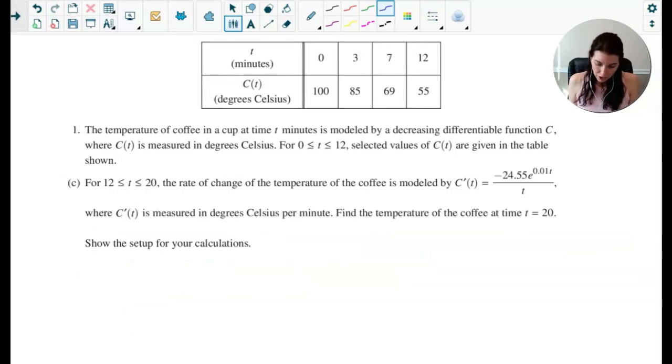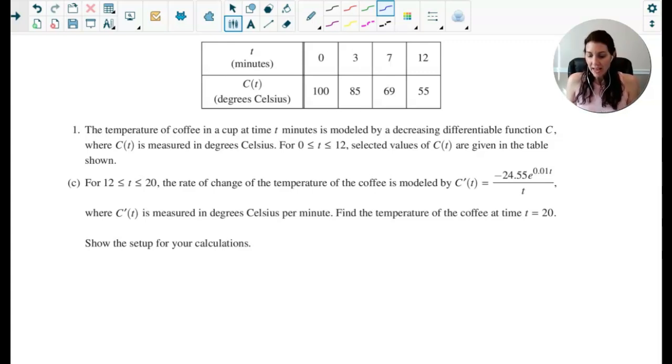Now on to part C. It says for 12 ≤ t ≤ 20, the rate of change of the temperature of the coffee is modeled by this c prime of t equation, where c prime of t is measured in degrees Celsius per minute.